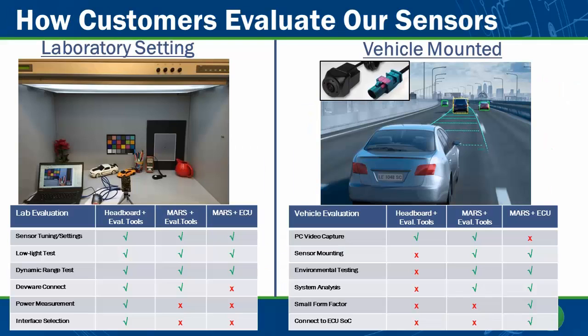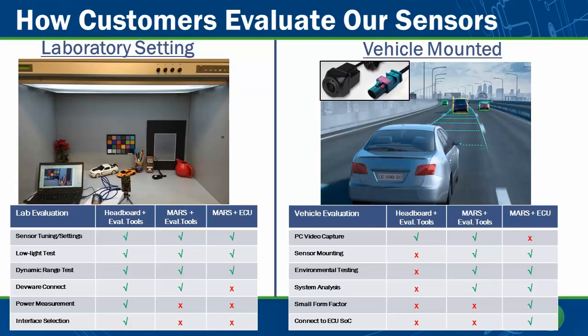So I just want to give an overview again of the type of systems that we offer here, and an analysis of how those systems work in each scenario. So on the left here is again the laboratory setting that you saw at the beginning. Our headboard that we use for every single sensor and our eval tools are great for sensor tuning and programming settings. They're good for low light and high light, dynamic range type lighting testing, and also the different types of light that you may see. Again, you're using our standard DevWare tools. We have things like headers and jumpers. You can do things like interface selection and power management. So it gives you a lot of flexibility in terms of what you're able to do in terms of testing and developing with the sensor in the lab scenario.